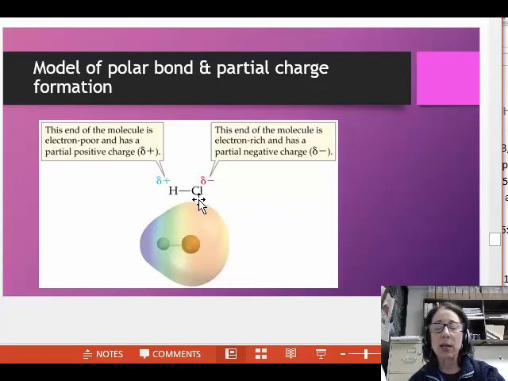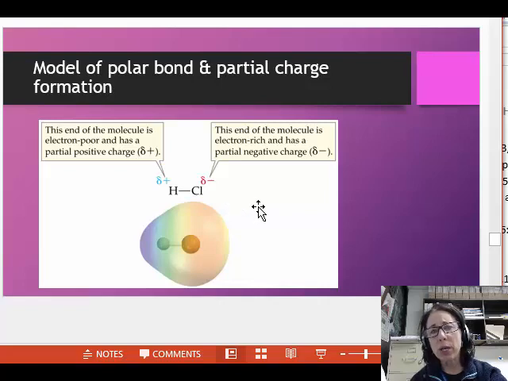One indication is the use of the lowercase Greek letter delta, which represents partial, and the charge. Since electrons are negatively charged, we place a negative charge on the atom whose nucleus has a greater pull on the bonding electrons. In this case, the chlorine has the partial negative charge and the hydrogen has the partial positive charge. This means that hydrogen cannot compete with chlorine's nuclear attractive force.